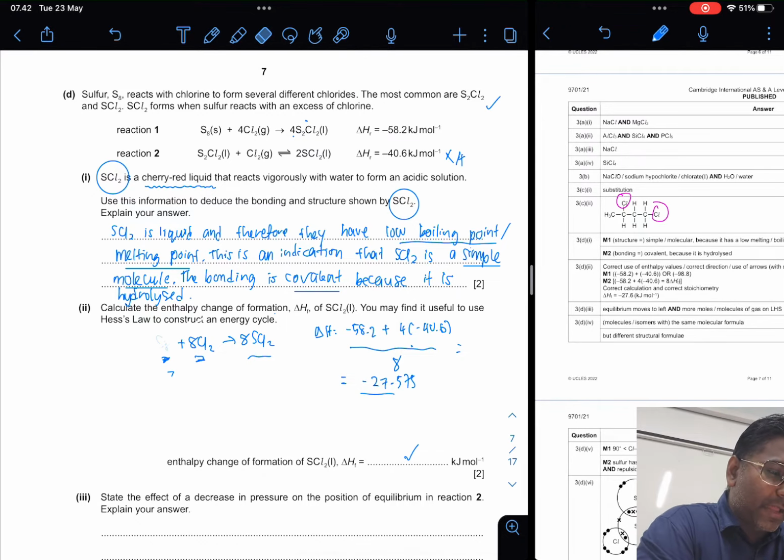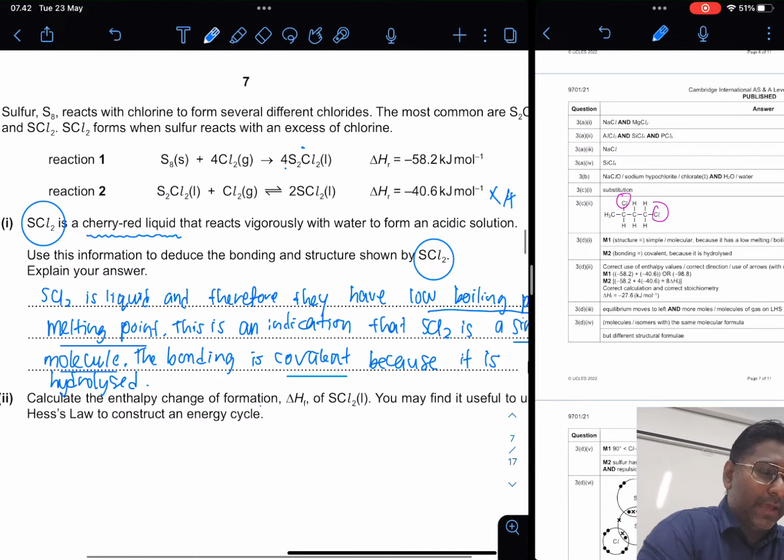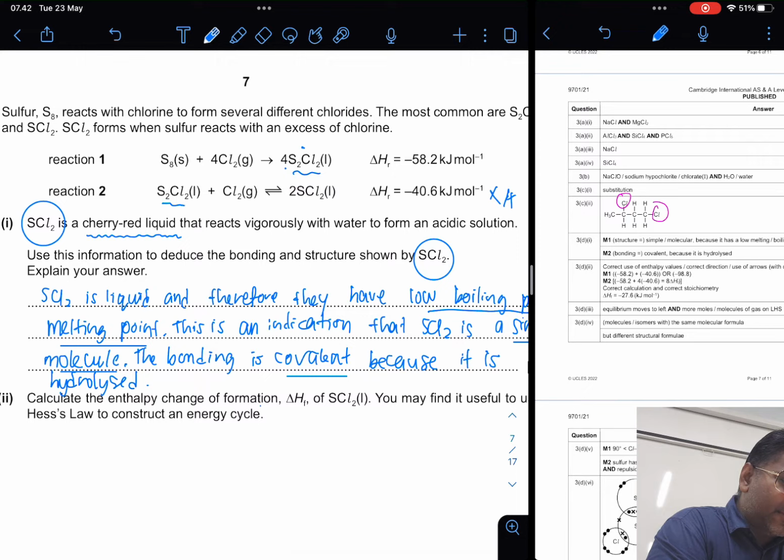Now for the second part, they are asking us to calculate the enthalpy change of formation of SCl2, and they say you may find it useful to use Hess's law to construct an energy cycle. But I'm not going to use the traditional way to construct the Hess's law cycle. When I see S2Cl2 here and S2Cl2 over here, I'm going to combine these two equations and eliminate the S2Cl2. In order to eliminate the S2Cl2, reaction 2, I need to times by 4. So when I times by 4, this will become 8.